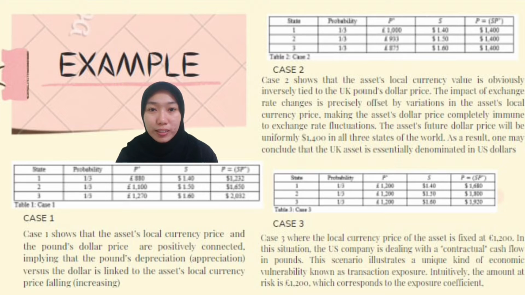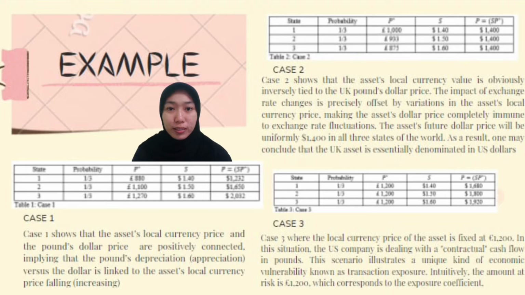Case 1 shows that the asset's local currency price and the pound's dollar price are positively connected, implying that the pound's depreciation or appreciation versus the dollar is linked to the asset's local currency price falling or increasing. We can conclude that the US company is exposed to significant currency risk.